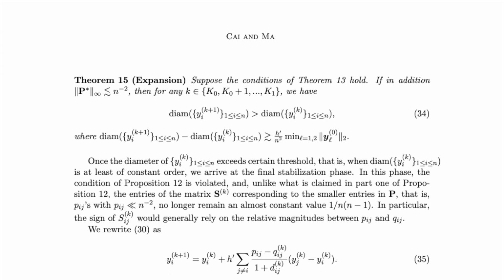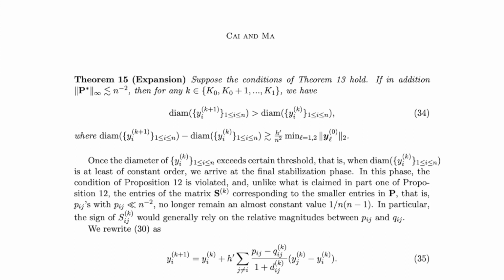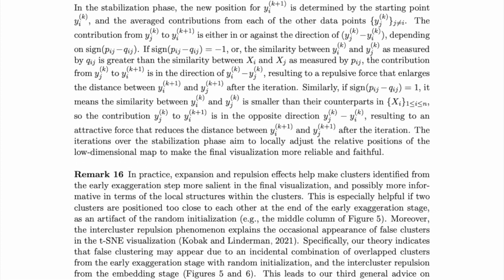In particular, the sign of S_ij^k would generally rely on the relative magnitudes between p_ij and q_ij. We rewrite 30 as the following formula. In the stabilization phase, the new position for y_i^{k+1} is determined by the starting point y_i^k and the average contributions from each of the other data points y_j^k, j ≠ i. The contribution from y_j^k to y_i^{k+1} is either in or against the direction of y_j^k minus y_i^k, depending on sign(p_ij − q_ij).